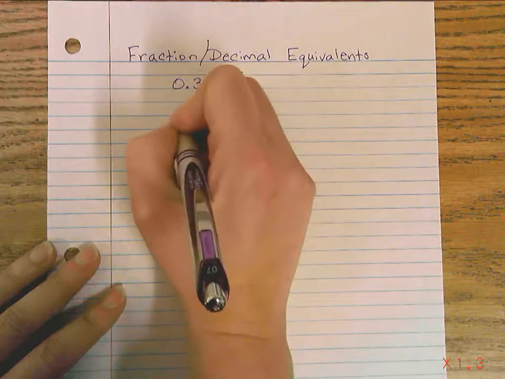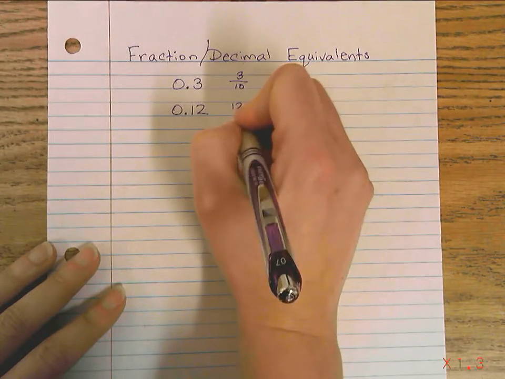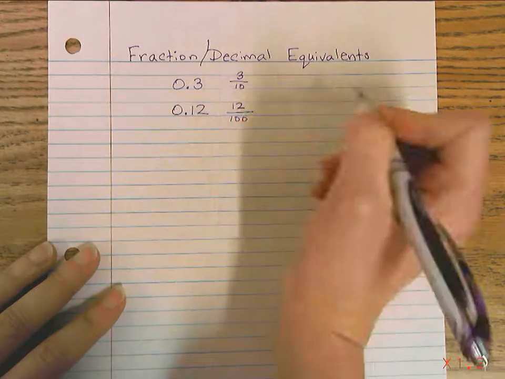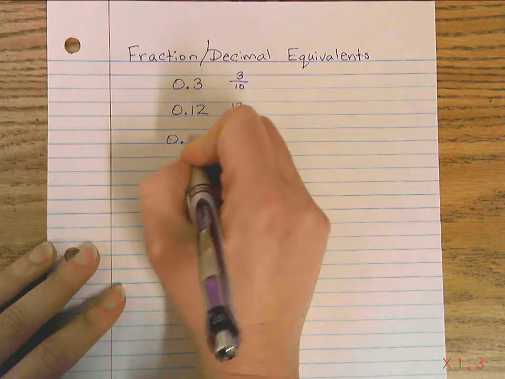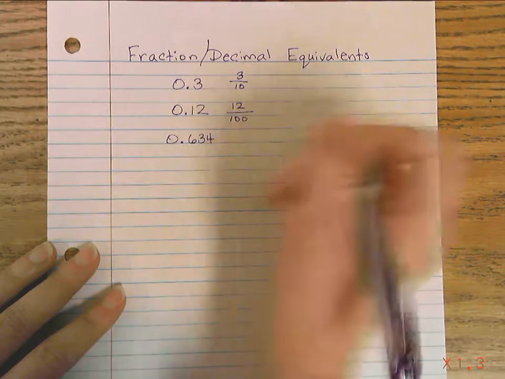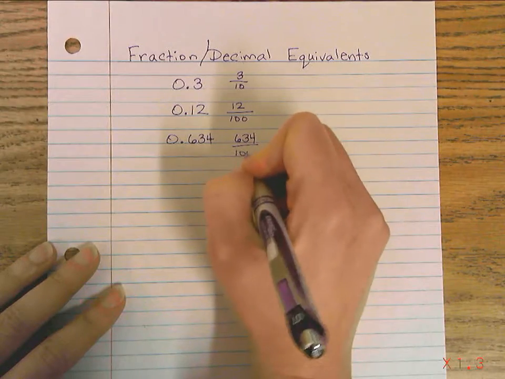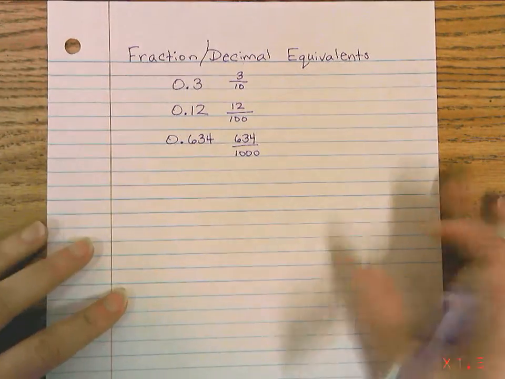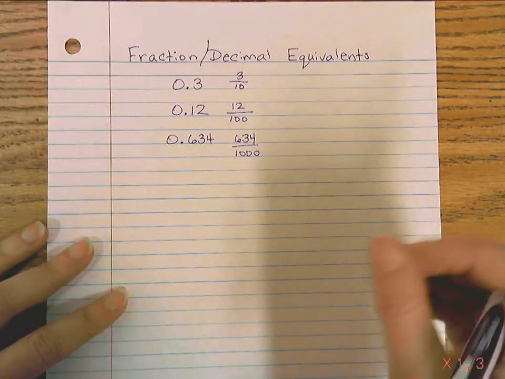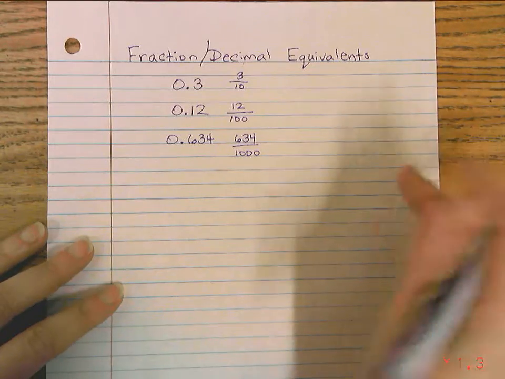We know that we can write 12/100 as a decimal or as a fraction, and we know how to do thousands also. 634 thousandths can be a decimal or a fraction, and those are pretty easy. We also need to know some specific examples of certain fractions and what their decimal equivalent is.